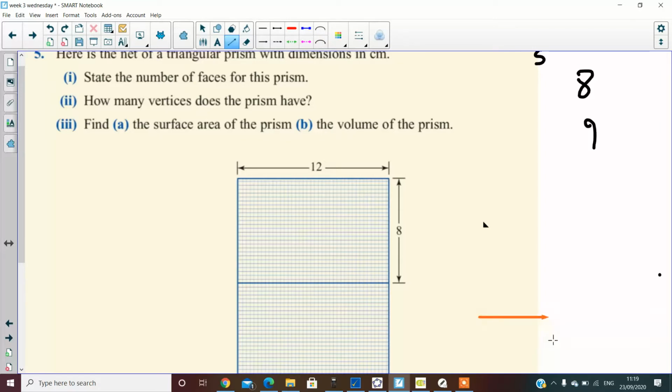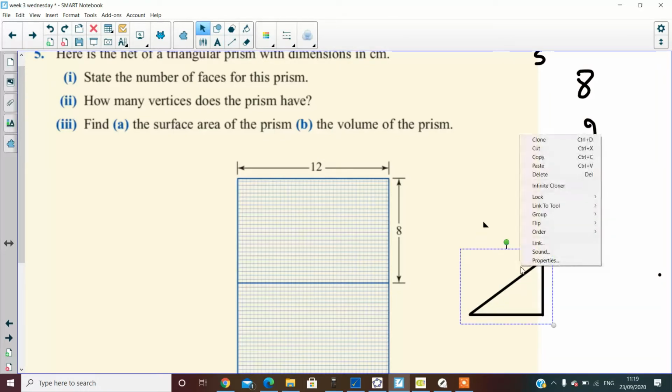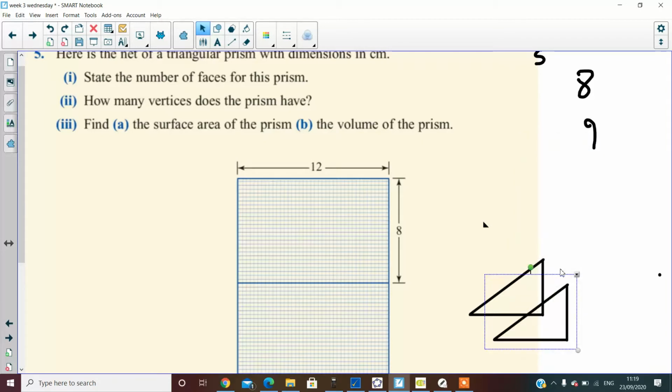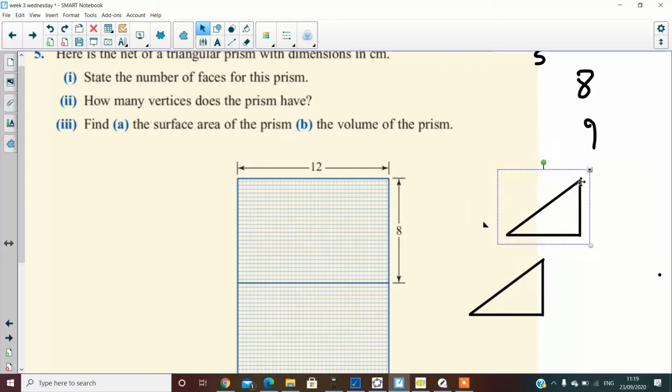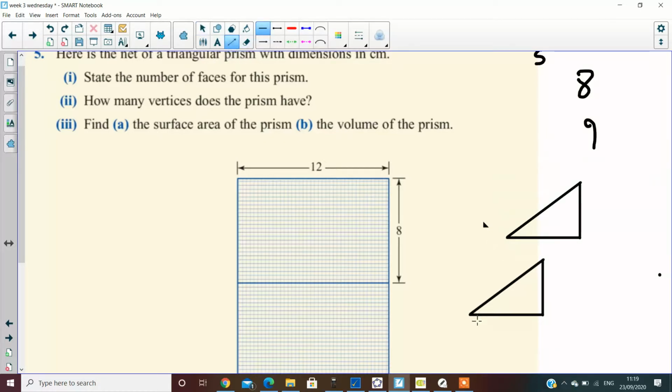So I think we're looking at something like this. So if I clone this now, just clone this and draw it properly. Control group, clone. Okay, and what we're going to get here is, there's your triangle prism. Everybody cool with that? Yeah. So that's what we're looking at here.